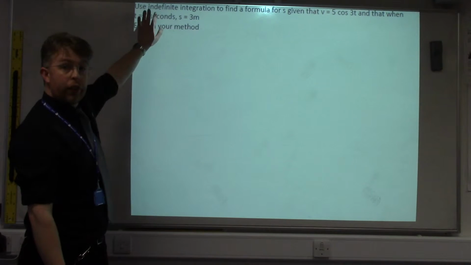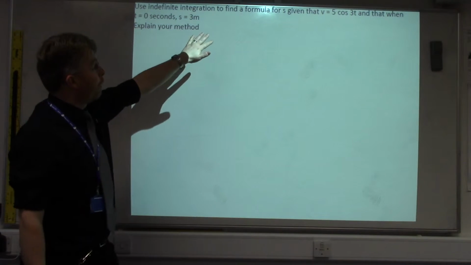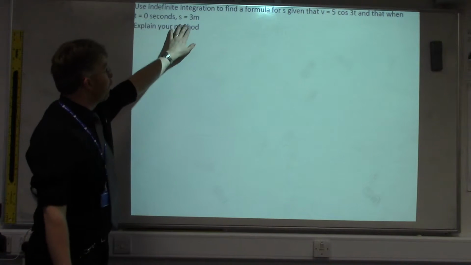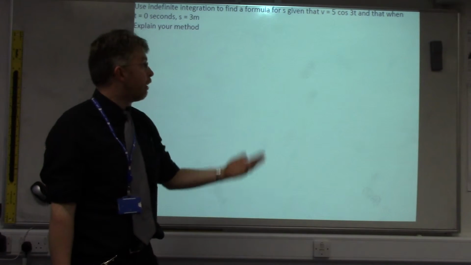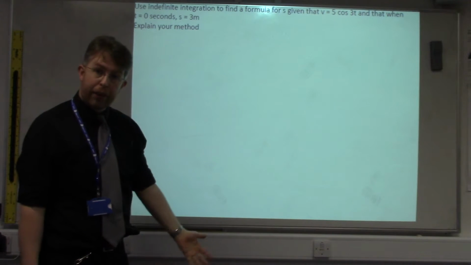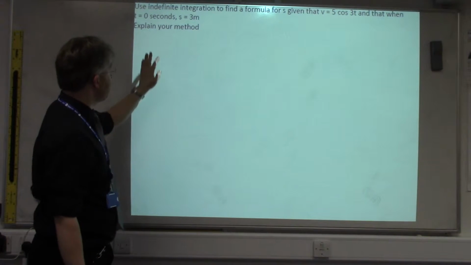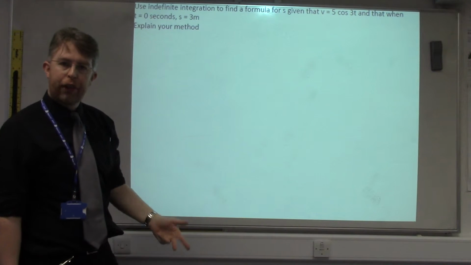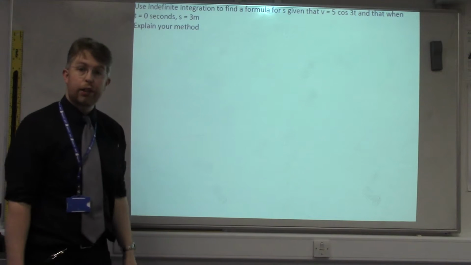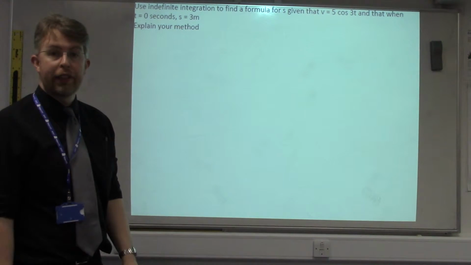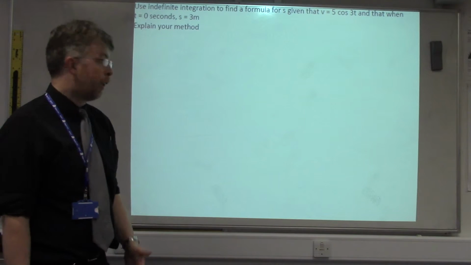So as I said, using indefinite integration to find a formula for s, given that v equals 5 cos 3t, and then when t equals 0, s equals 3 meters. So different formula, same conditions, with a different sort of integration. For all of B1, B2, B3 and B4, you will be required to explain your method. That's what you'll need to be able to do if you wish to get a merit or a distinction.